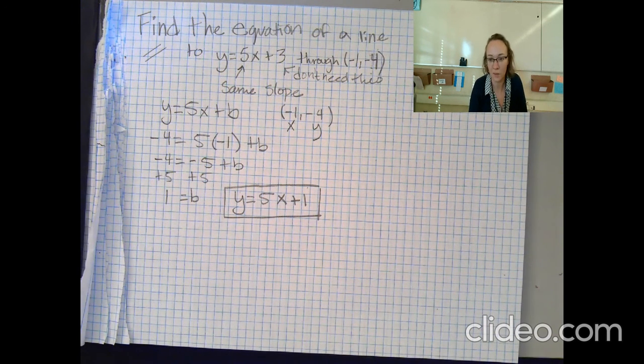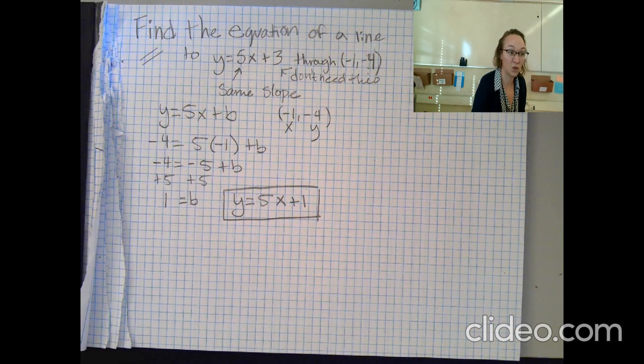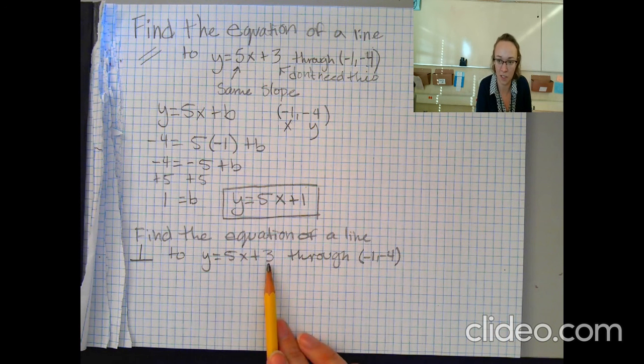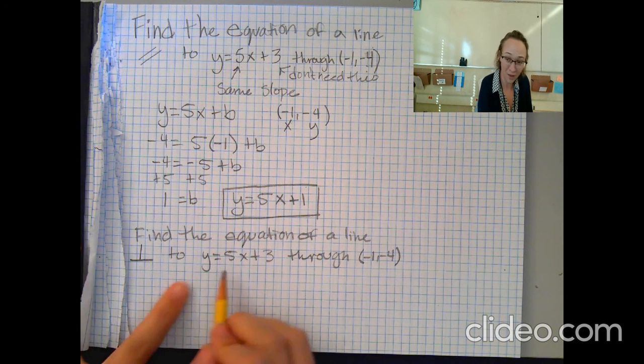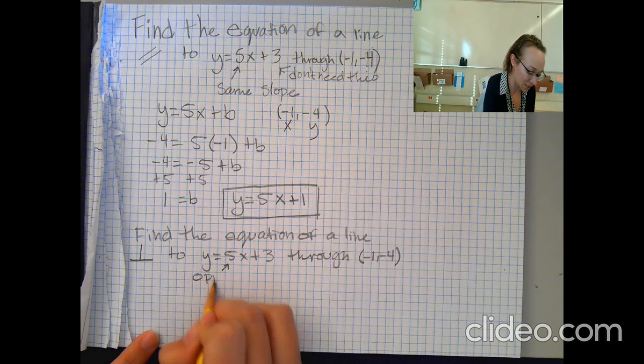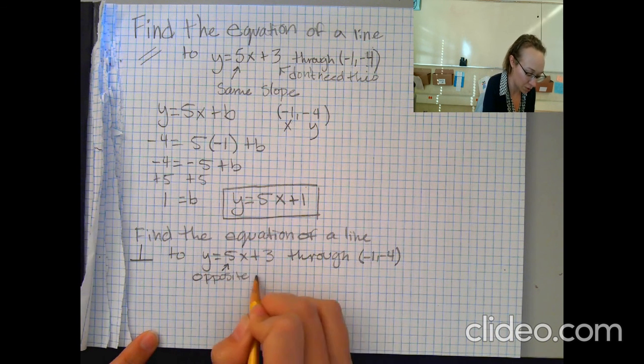Let's do it again, but this time let's say that it is perpendicular. So we're going to use the same numbers. We're going to find the equation of a line perpendicular to y = 5x plus 3 through the point -1, -4. So once again, still don't need that +3, useless information, ignore it. But we don't have the same slope. Now we need the opposite reciprocal slope.